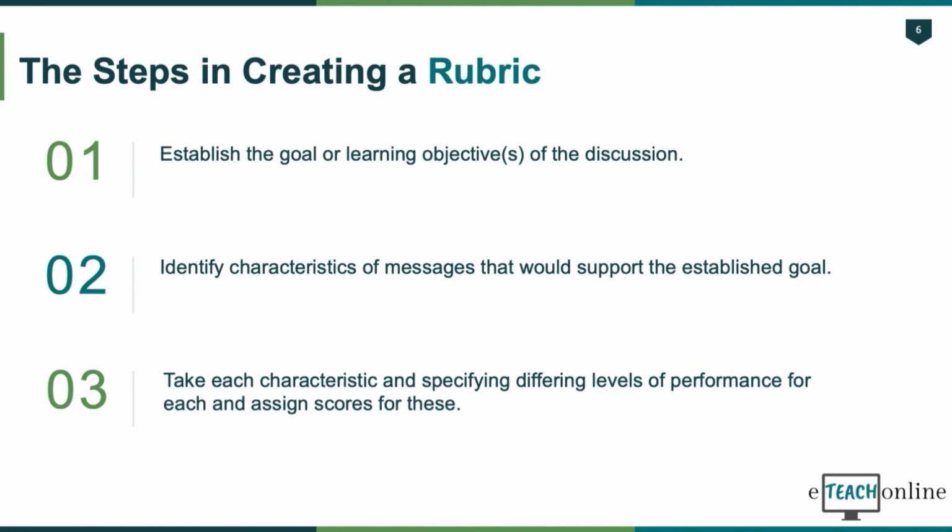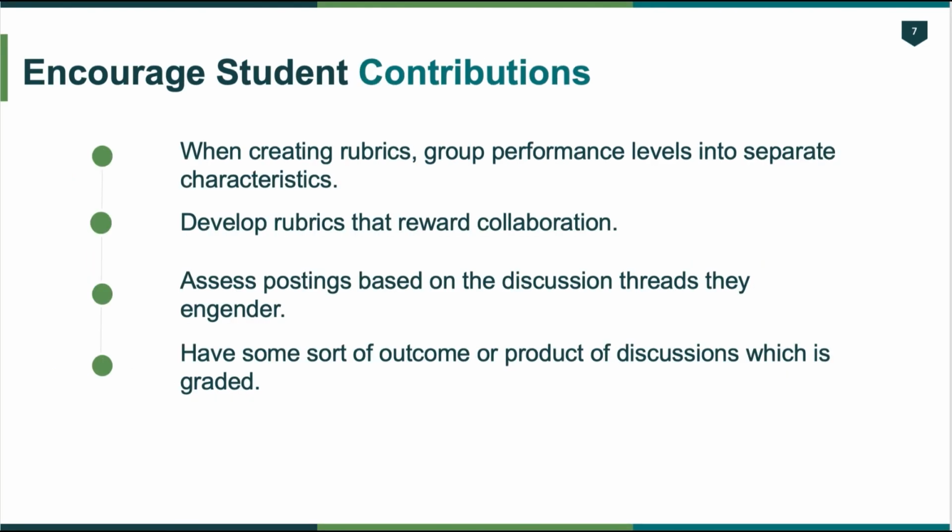Another way of going about creating a rubric for assessing discussion postings is to identify the goal of the discussion as knowledge construction, that is, view discussion as central to content learning, and encourage student contributions to the discussion that were accurate, original, relevant, and that add to content learning. Instead of creating a rubric that separately specifies differing performance levels for each of these characteristics, however, group them together and specify differing performance levels for that group.